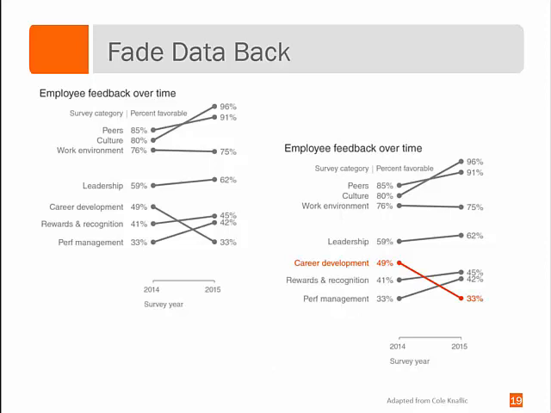Now, what's going to happen? What's the dynamic that occurs with the audience? Well, when we fade all the other data back, both the labels as well as the visualization encoding, our audience will focus on the thing we want them to focus on.